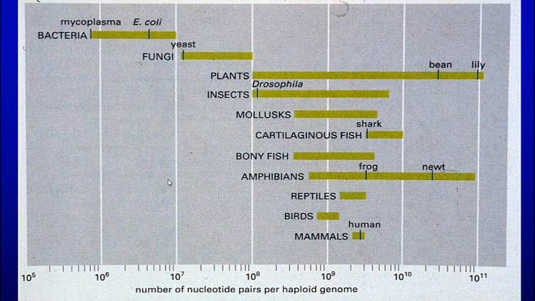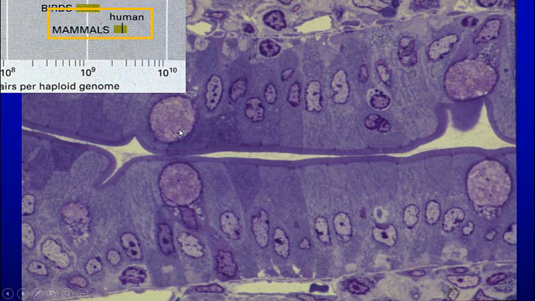Now, if we look at the haploid genome for the different plants and animals, here we see the plants. Lily has a very big one over here. Here are mammals and humans. Humans don't have the most of all the mammals. There are other life forms on Earth that have many more than humans, but we do have more than yeast and E. coli.